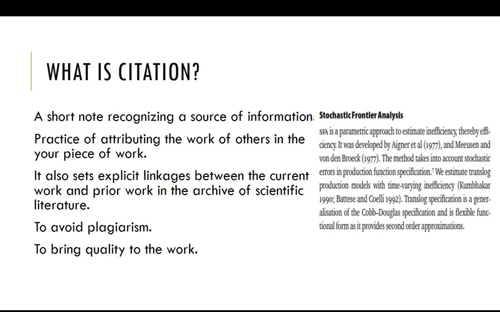Here I have given a small screenshot from a paper. If you see here, it says it was developed by Agner et al. This is basically a citation. We are citing a work done by Agner et al. Et al. means there are more than 3 authors. They published their paper in the year 1977, and Meeusen and Van den Broeck in 1977. Like this, we provide citations to the papers on which the particular idea is based.